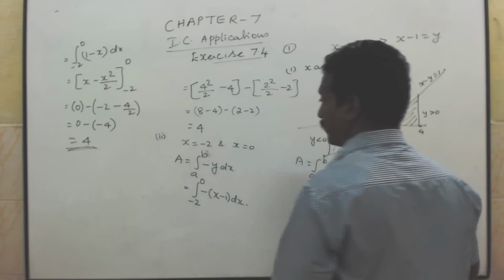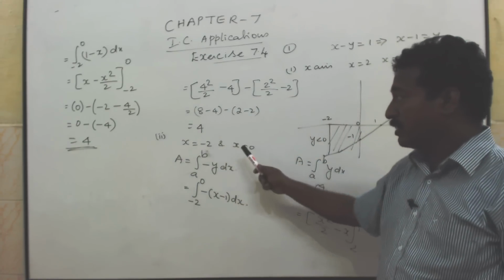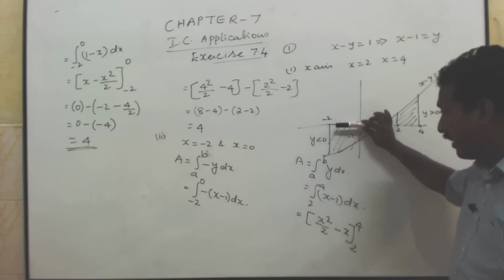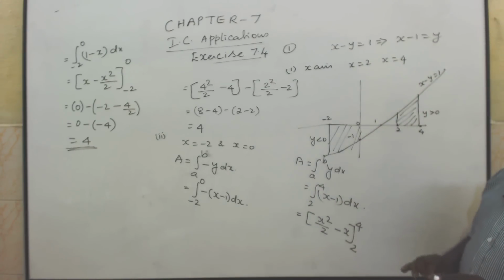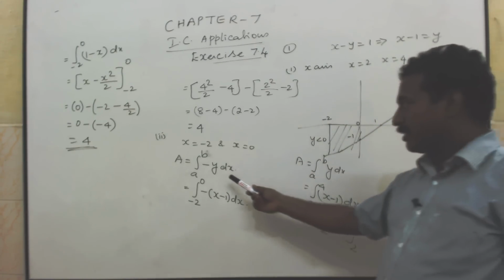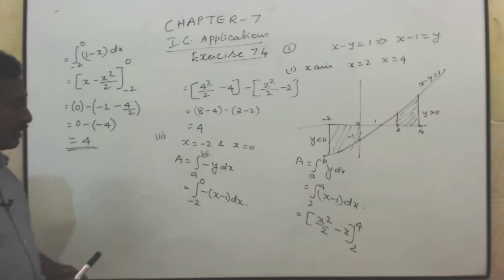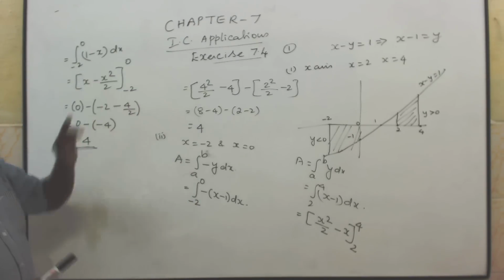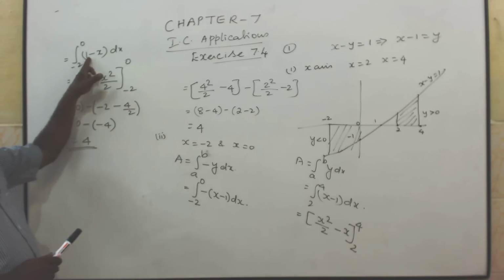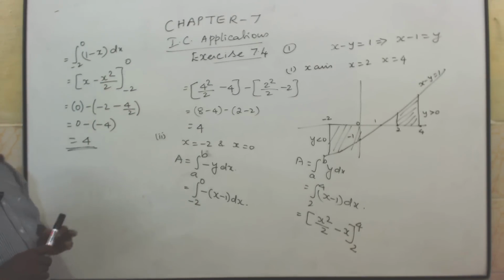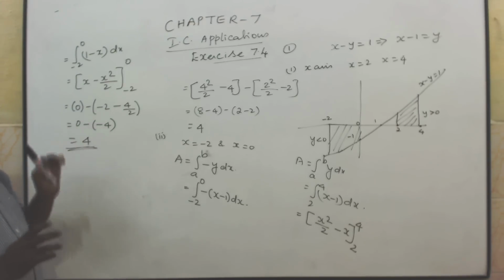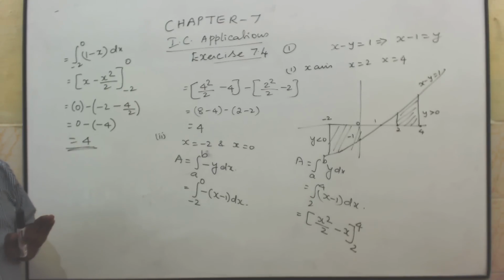Again, observe. x is equal to minus 2, x is equal to 0. Draw the diagram. In the diagram, it is below the x-axis. Below the x-axis, now minus y dx. Minus of x minus 1 dx. Multiply by minus 1, we get 1 minus x. Integration of 1 is x. Integration of x is x square by 2. Substitute the limit, we will get the result. Clear?